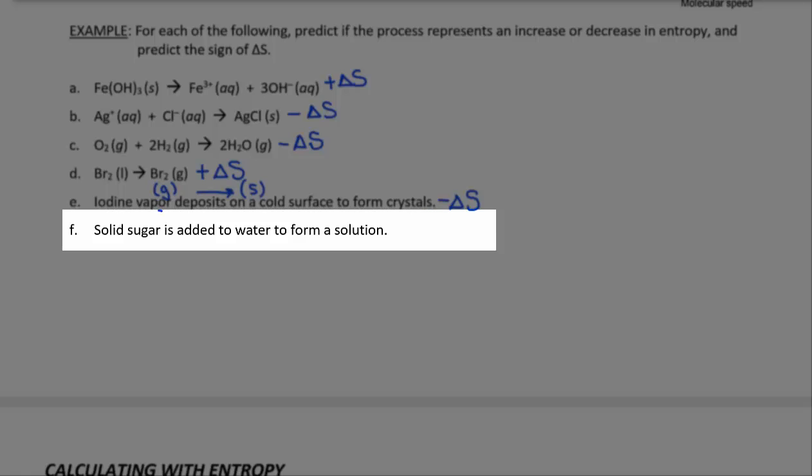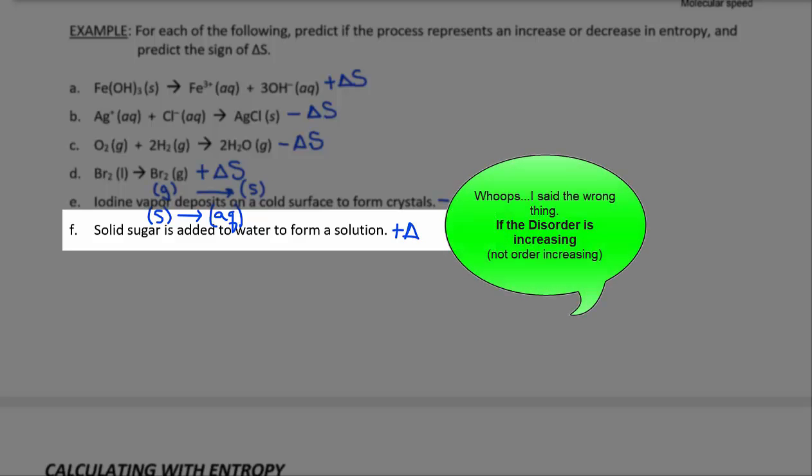Solid sugar is added to water to form a solution. So this is going from a solid to aqueous. That's increasing the disorder. If the disorder is increasing, the sign for your delta S will be positive.